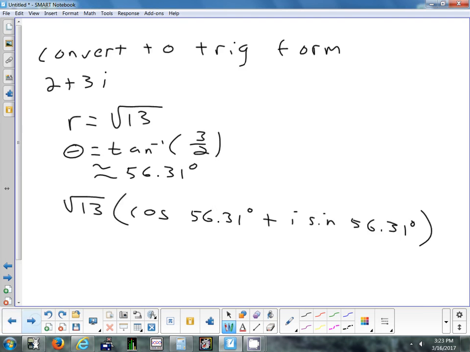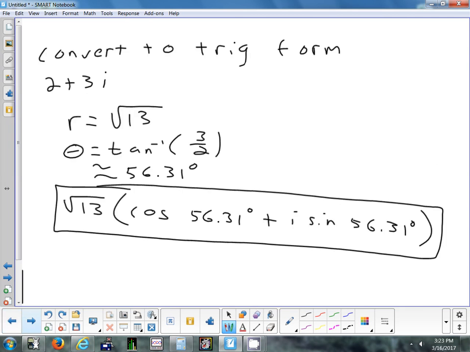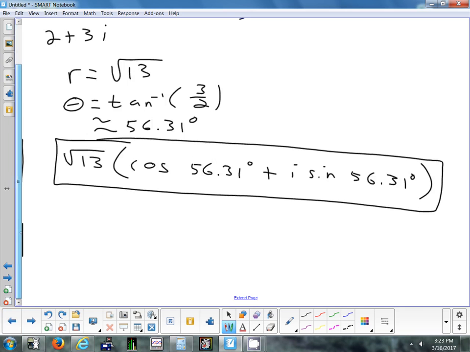Now let's convert the other one to trig form. That was 4 minus 5i. All right, so I'm just going to put a box around that. What was it? 4 minus 5i. Start with our radius. What would my radius be there? 3.